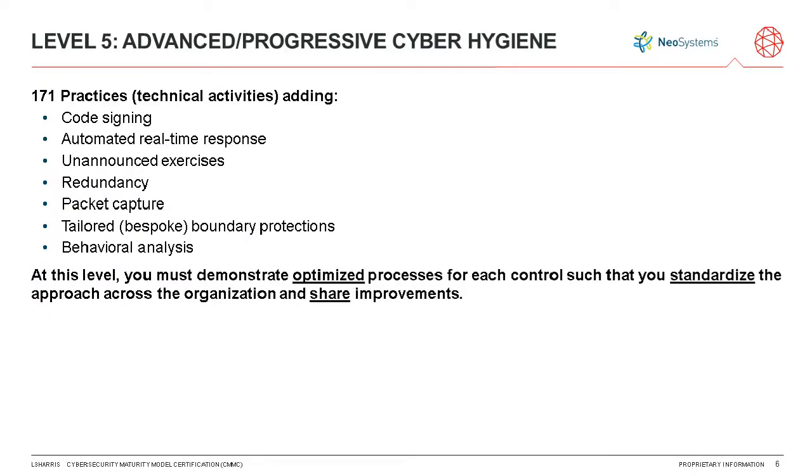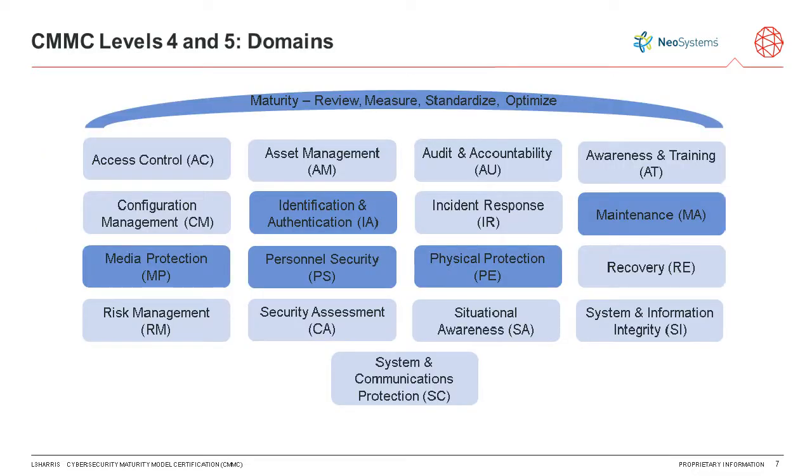For level 5, we're talking about a total of 171 practices, which we've laid out here. Again, we're going to get into these details. But in addition to those practices and the previous discussion about maturity, you have to be able to demonstrate that you are optimizing processes for each control in a standard and shareable way. So just at a very high level, but let's jump into it and get into some detail there.